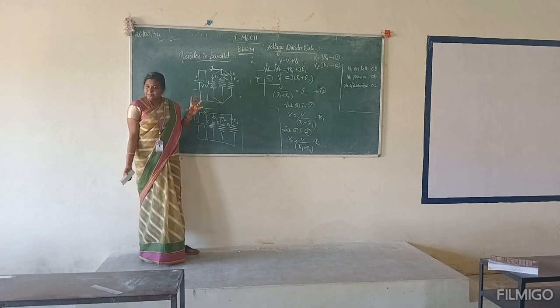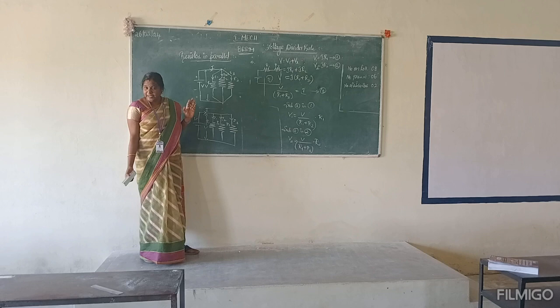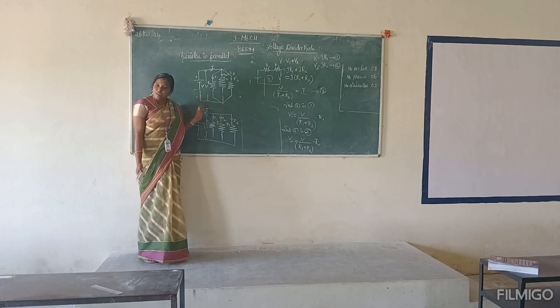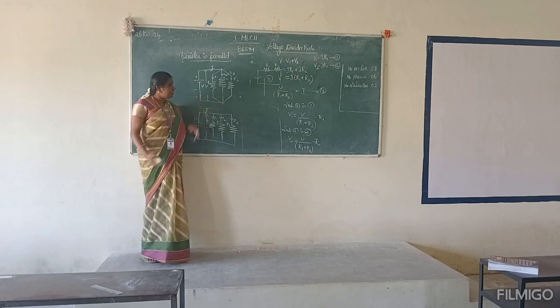Always remember, in series, current is common in all the three resistors. Voltage only will get divided. That is why we saw the voltage divider over there. Here, voltage is common. Current will get divided. So here we will see the current division rule. You understand? Right?